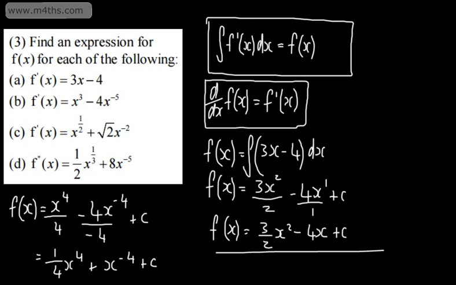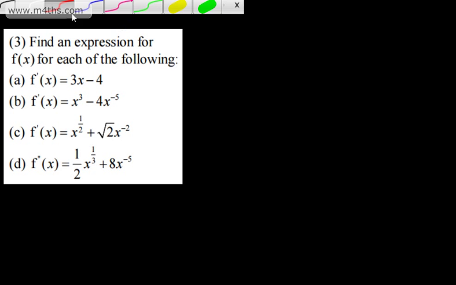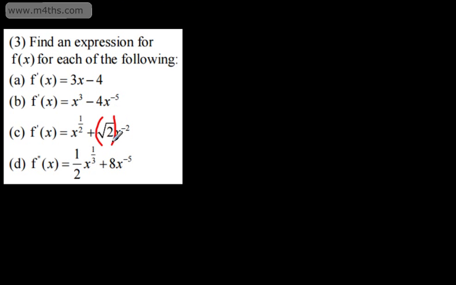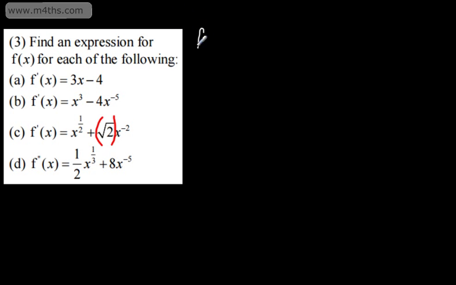Okay, let's look at the next one. We've got here, so this is still f dashed of x, the first derivative. We've got x to the half plus root 2 x to the negative 2. Now this root 2 is simply a constant in front of the variable x to the negative 2. So what I'll say then is that f of x will be equal now to the integral of x to the 1/2 plus root 2 x to the negative 2. And all we're doing is integrating this with respect to x.